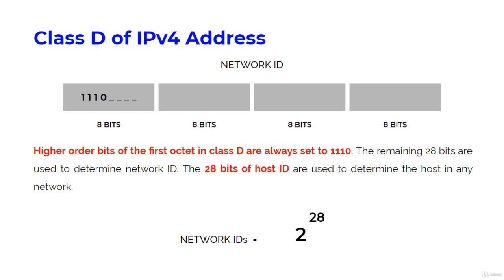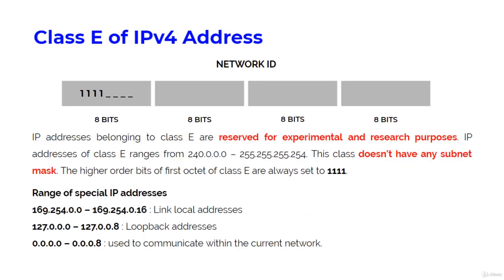The fourth class is class D. IP addresses belonging to class D are reserved for multicasting. The higher order bits of the first octet of an IP address belonging to class D are always set to 1110. The remaining 28 bits are used to determine the network ID. The 28 bits of host ID are used to determine the host in any network. Therefore, the total number of network IDs is 2 raised to 28.